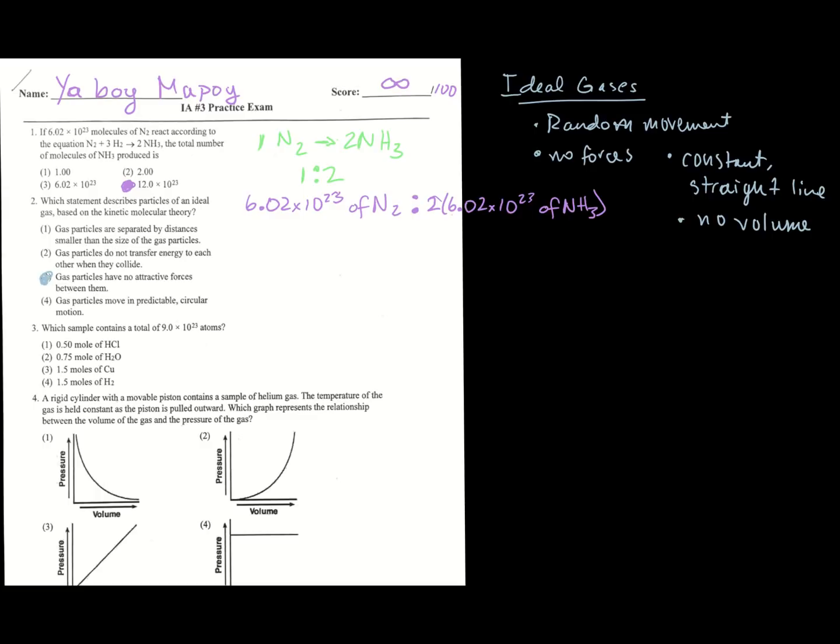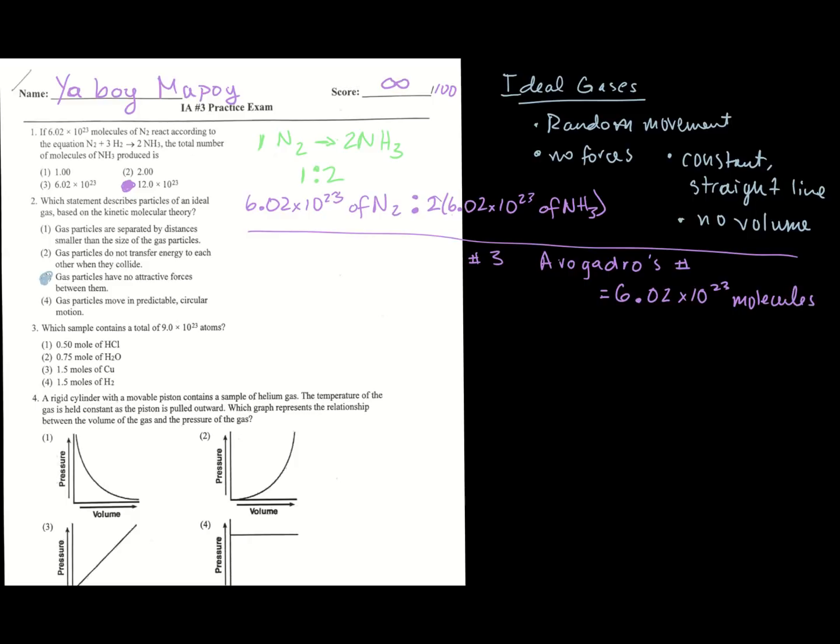Okay. Number 3. Which sample contains a total of 9.0 times 10 to the 23rd atoms? So here we have moles and particles. So we have to think about Avogadro's number. Okay. Let me do space for number 3 over here. So Avogadro's number is equal to 6.02 times 10 to the 23rd. And that's how many molecules or particles in 1 mole of a substance.